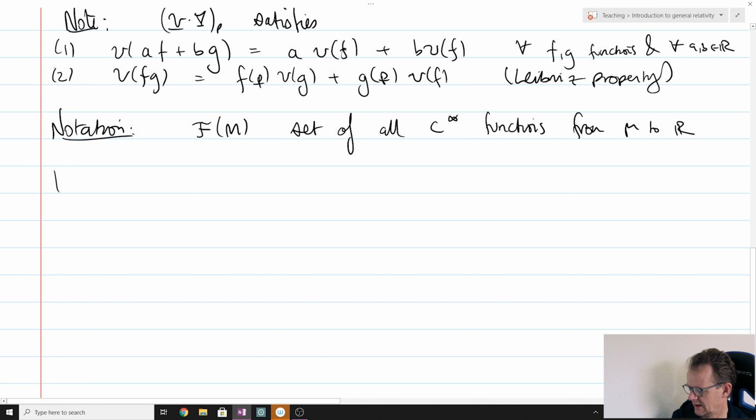And so the big idea now, to be able to define a tangent vector for a manifold, is to first define the vector space of directional derivatives on a manifold, and then just call that, by fiat, just declare that to be the tangent space.